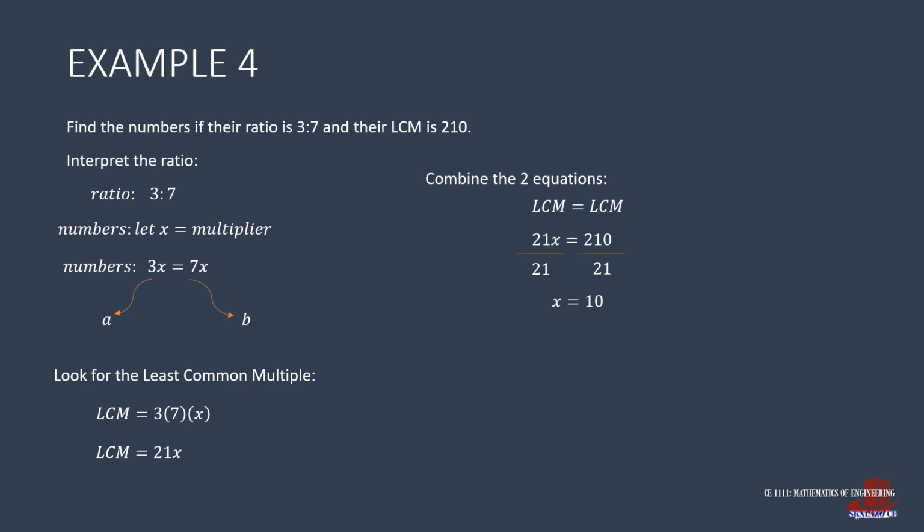With the multiplier known, we can find the numbers, the first one of which is 3x. So A is 3 times 10, giving A as 30. The second number is 7x, or 7 times 10, giving B as 70.